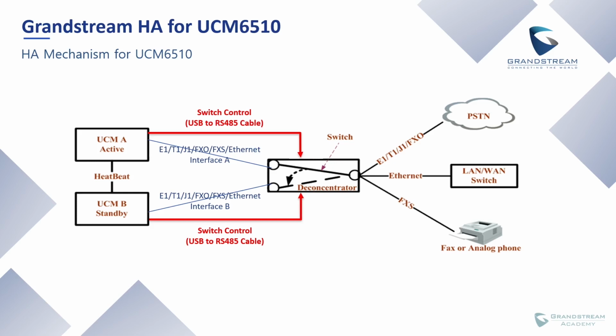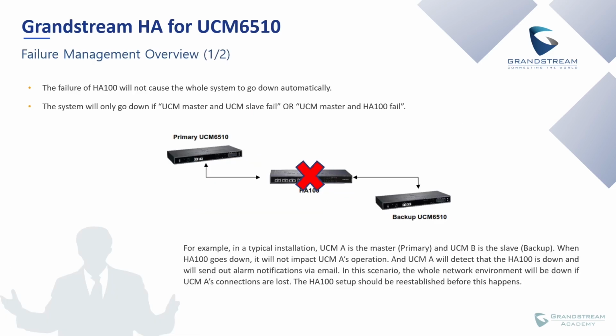In this case, the LED indicator for port B on the HA100 will not light up, and the backup UCM will be on standby. You should keep in mind that the whole system will go down if the master UCM and the slave UCM fail, or if the master UCM and the HA100 fail, which means that when only the HA100 is down, the system will continue working the same way with no interruption, since the primary UCM is functional.